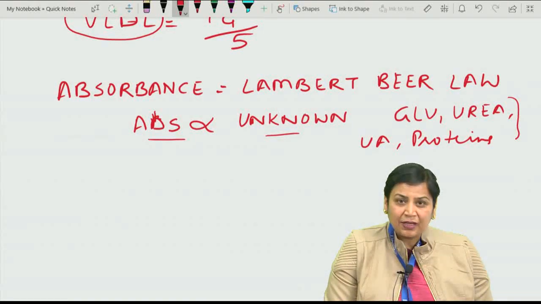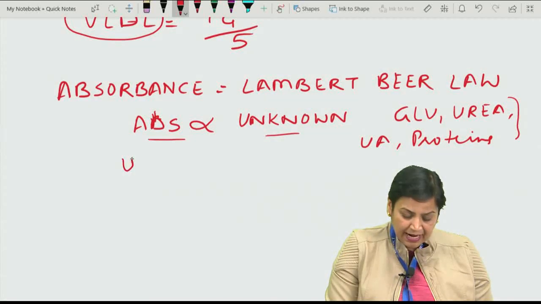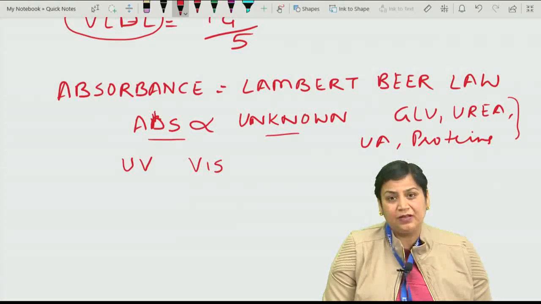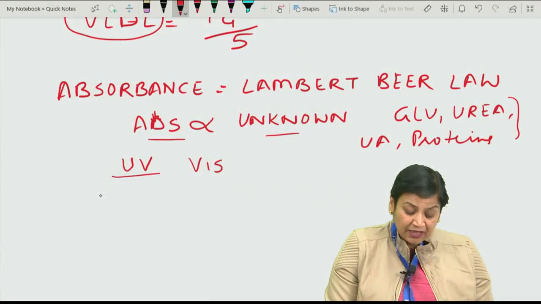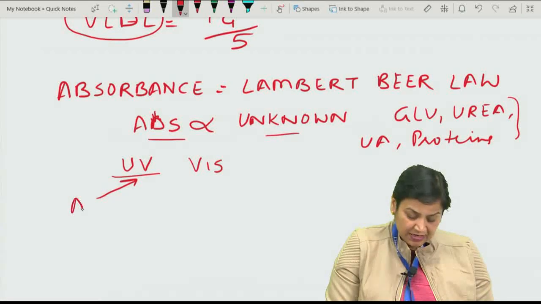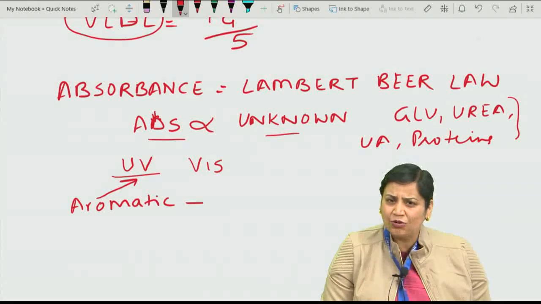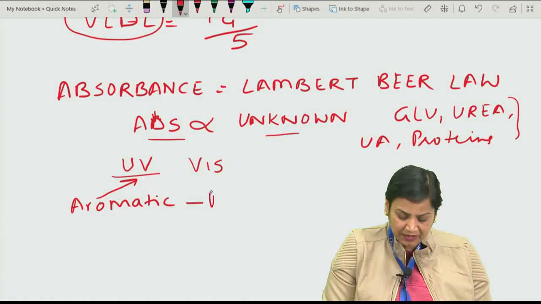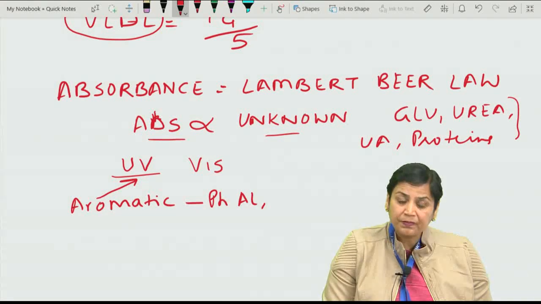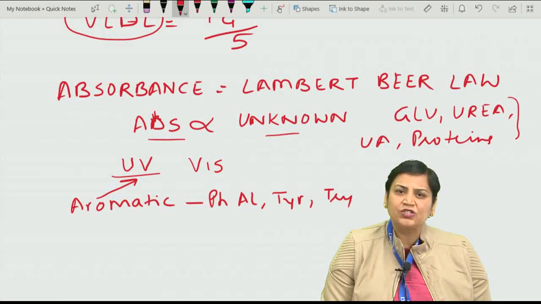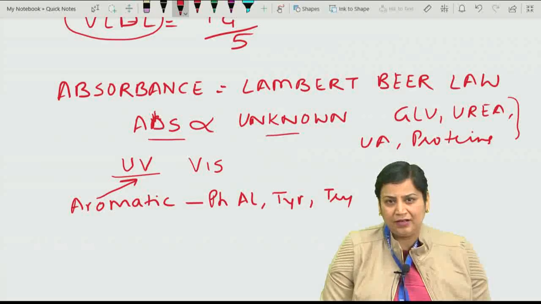Now, there are certain metabolites which absorb at UVA region. There are certain metabolites which absorb in visible region. So, in proteins the aromatic amino acids basically, like aromatic amino acids are those which have a benzene ring in them. For example, phenylalanine, tyrosine and tryptophan. These three are the three aromatic amino acids which always absorb at UV wavelength.